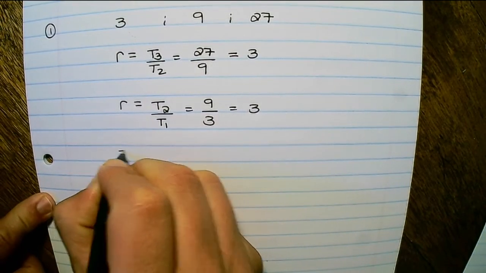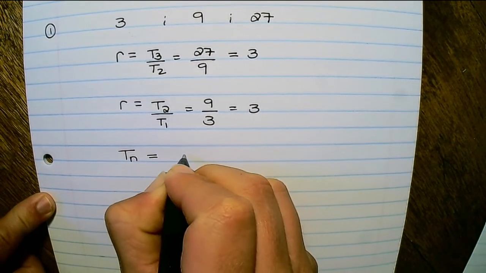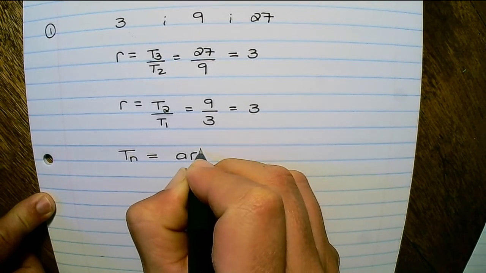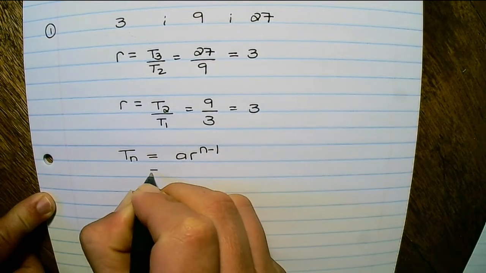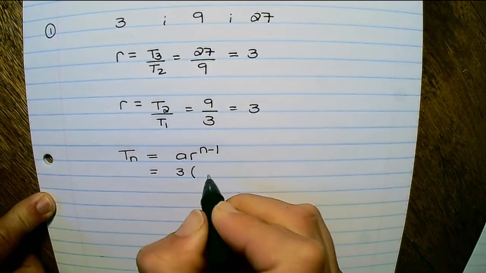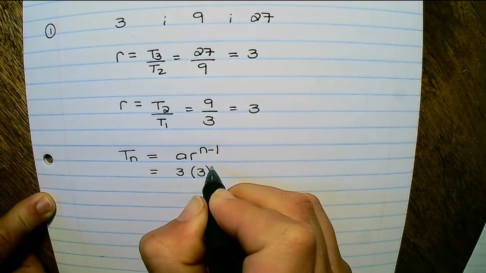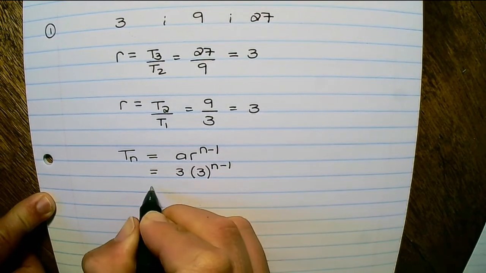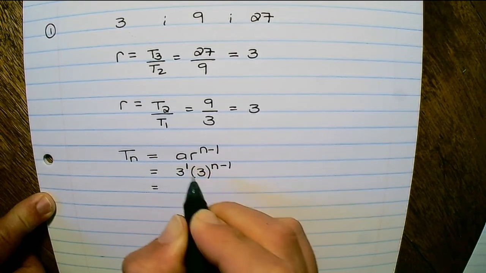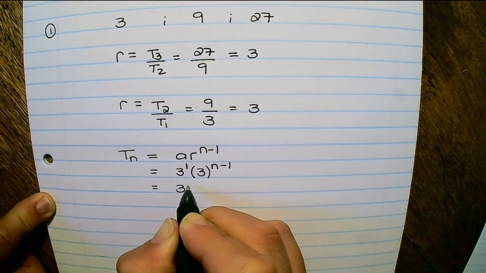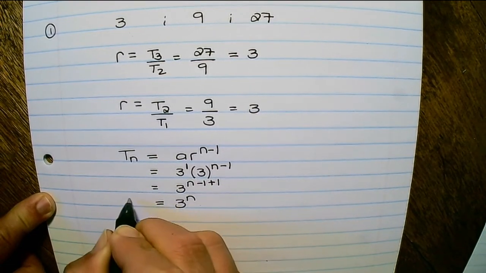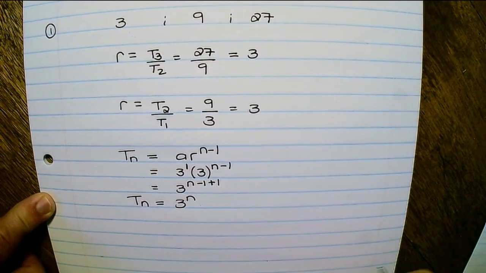Next, we want to find the general term of the sequence, and for geometric sequences, the pattern is a times r to the power of n minus 1. And in this case, the a value is 3. The r value is also 3, to the power of n minus 1. And because the bases are the same for these exponents, we can add up the exponents. So it's 3 to the power of n minus 1 plus 1. So the term Tn is equal to 3 to the power of n.